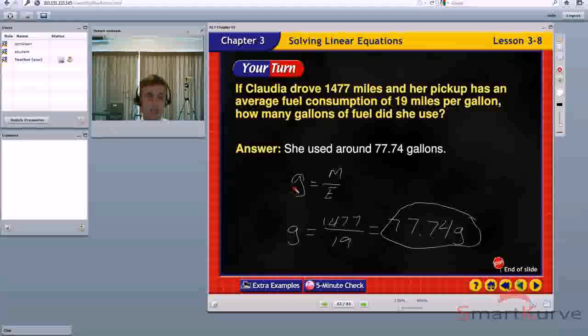We use the same equation. Gallons equals miles divided by fuel consumption. 1,477 miles divided by 19 miles per gallon will give you the gallons she used: 77.74 gallons.